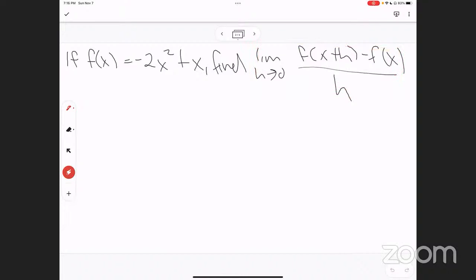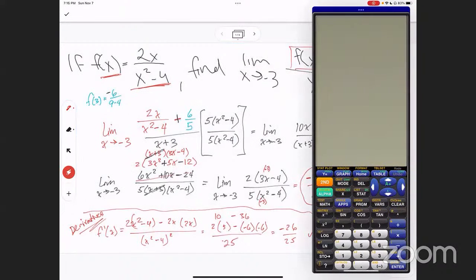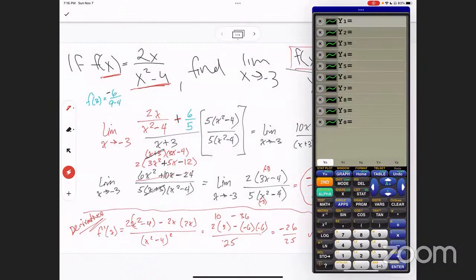What you're basically finding is the slope of the tangent line of this particular equation at every point. I'll explain that further with this last one we just did. The tangent, this right here, if we graph that, 2x divided by x squared minus 4. Let's graph that real quick. Can you see my graph here?